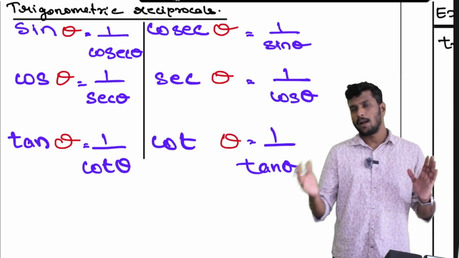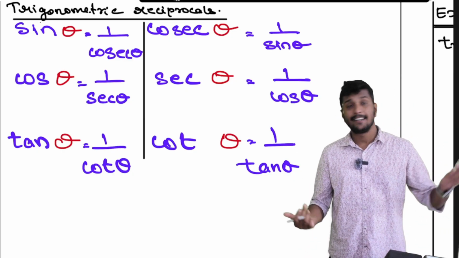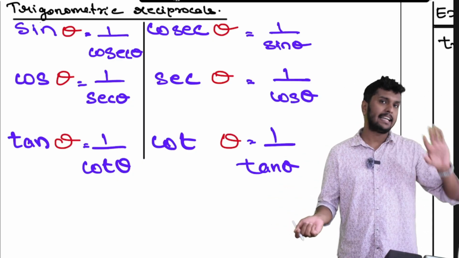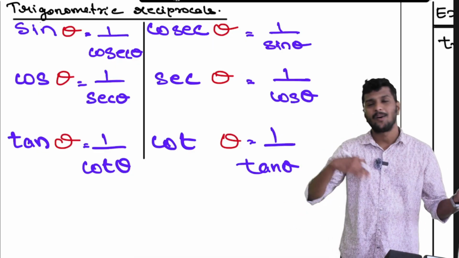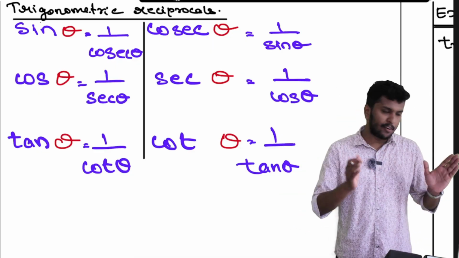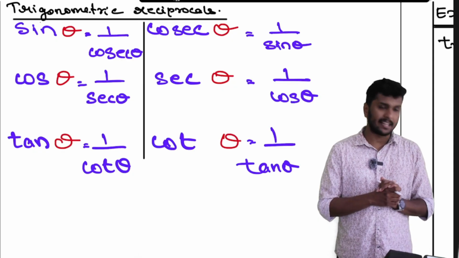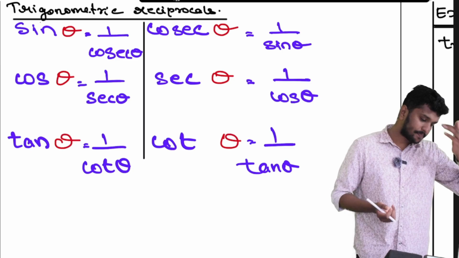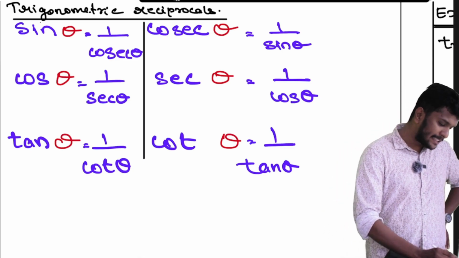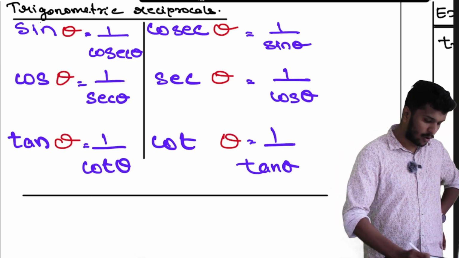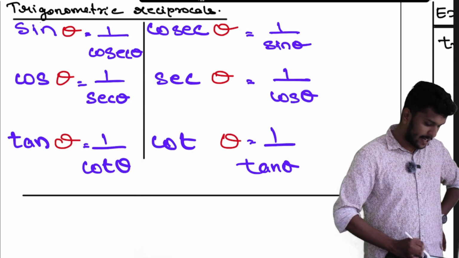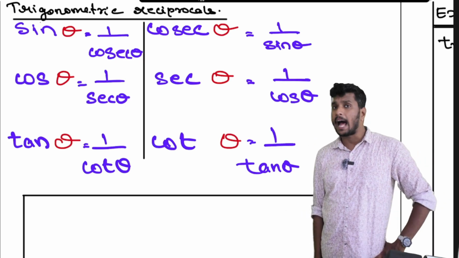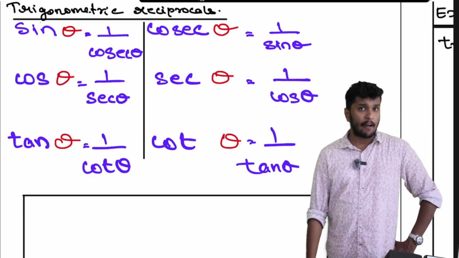So sine is 1 by cosec, cosec is 1 by sine, cos is 1 by sec, sec is 1 by cos, tan is 1 by cot, cot is 1 by tan. So you will have to know the 6 trigonometric reciprocals. Now, moving to the next one, we have a special formula for tan theta and cot theta. Very important, especially when you move on to the trigonometric identities topic, my dear friends. You will have to know this.